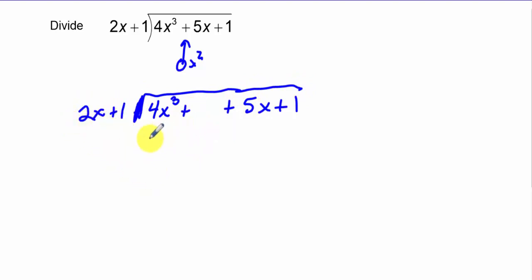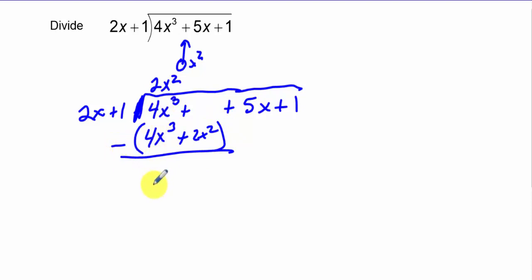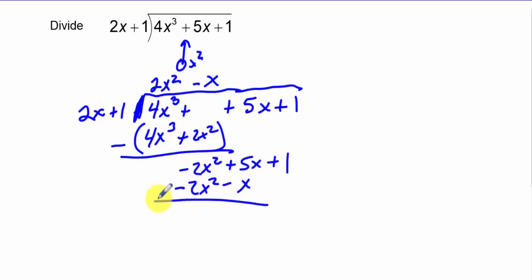So 2x times what is 4x cubed? That's a 2x squared. You know that's 4x cubed plus 2x squared. I'm going to subtract all that. That goes to 0. This is a negative 2x squared plus 5x plus 1. 2x times what is negative 2x squared? That is a negative x. So I get negative 2x squared minus x. Again, I'm going to subtract. These terms go to 0.